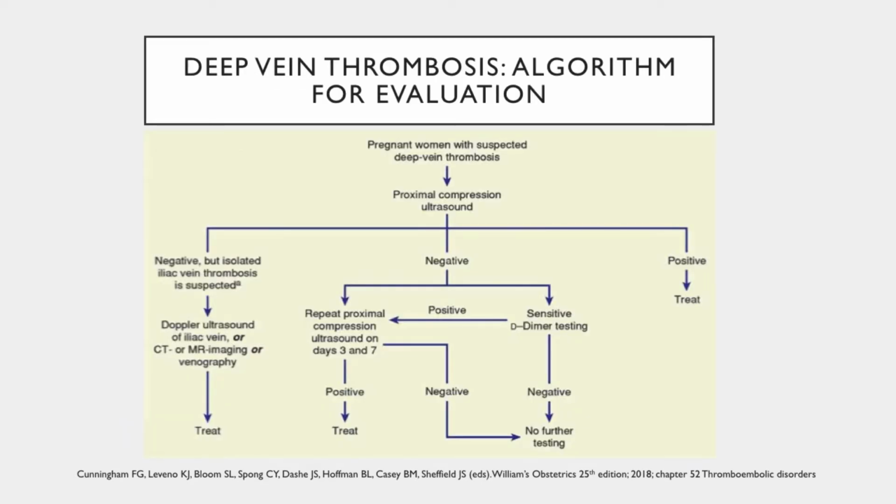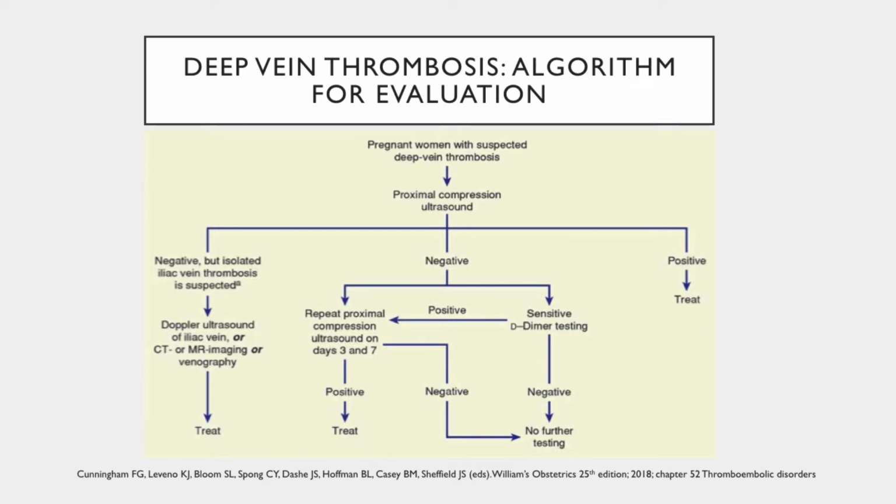Now, this figure is a diagnostic algorithm recommended by the American College of Chest Physicians that we can use for evaluation of pregnant women that we suspect to have deep vein thrombosis. So, as we see here, when we suspect pregnant women to have deep vein thrombosis, we do proximal compression ultrasound. If it's positive, then we treat. If it's negative, then we can do a sensitive D-dimer testing or repeat proximal compression ultrasound on days 3 and 7. If the repeat proximal compression ultrasound on day 3 and 7 is positive, then we treat.